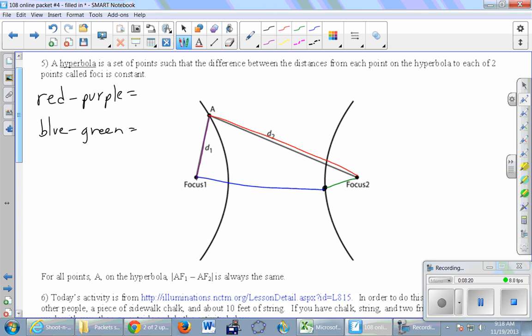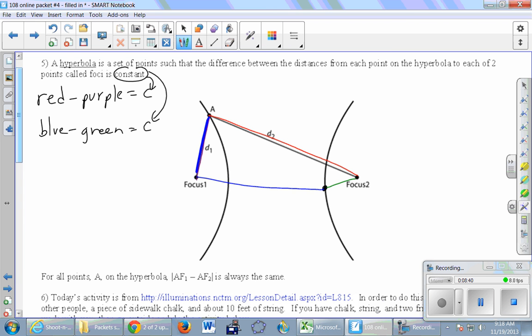Equals. And the basic idea here is that if you're actually a point on the hyperbola, then these two differences should be exactly the same. I'll call them C for constant. They're equal to each other.